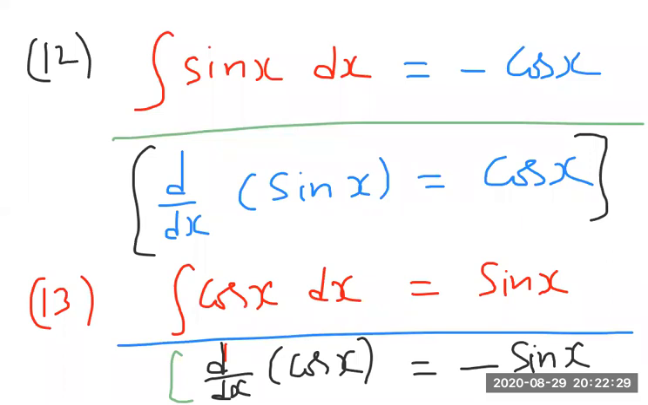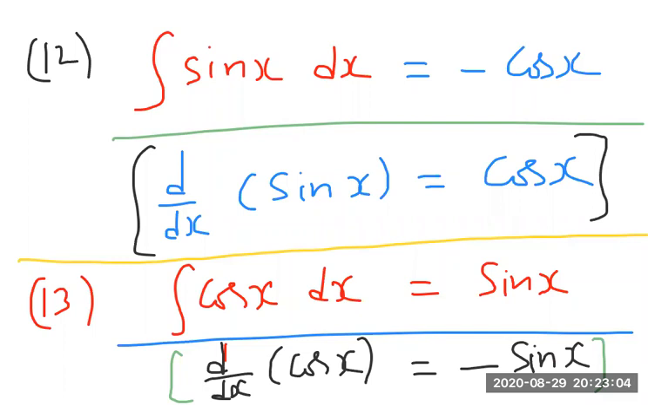So here integration is the opposite. D by dx of cos x is minus sin x, which means integral sin x dx is minus cos x. And d by dx of sin x is cos x, so integral cos x dx is sin x. This is the opposite. I hope you are clear with this 12th one and 13th one. Just remember them as formulae. No need to take more tension on these things. These are the base formulae for integration and differentiation of sin x and cos x.